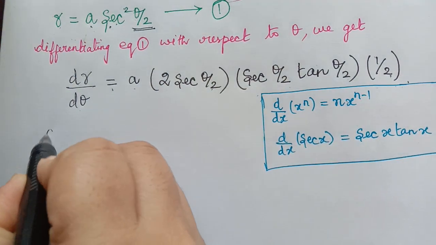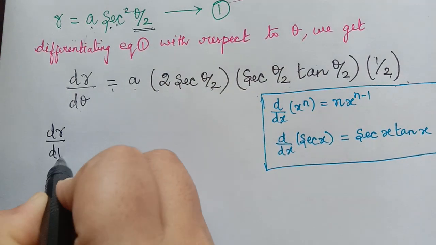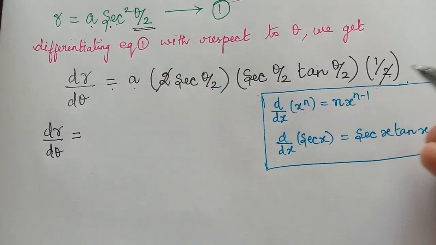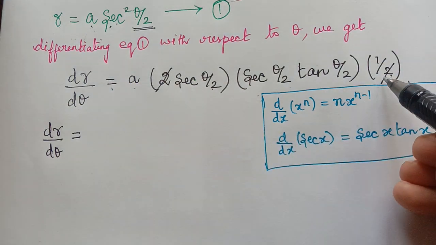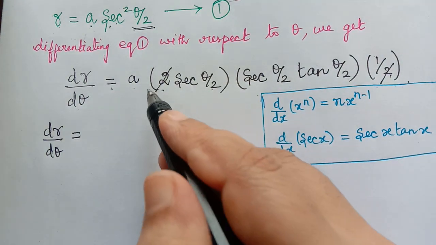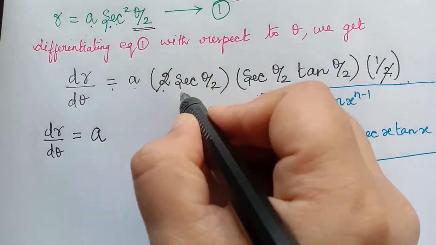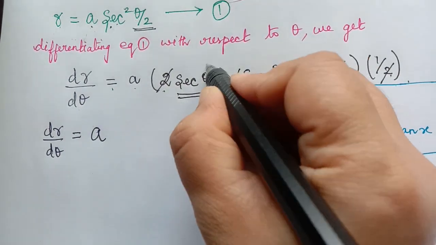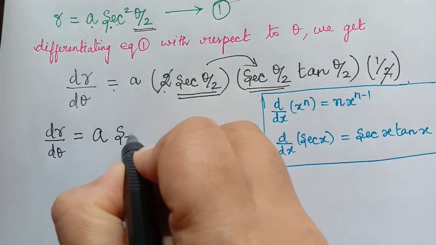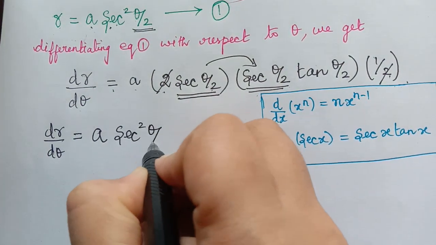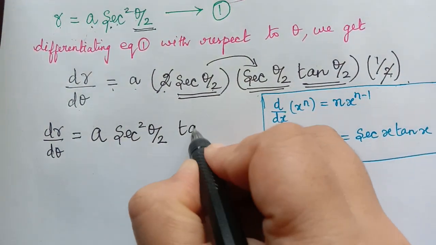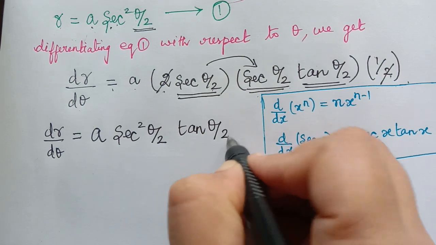Next step, dr/dθ will be equal to, now this 2 and this 2 will get cancelled because one is in the denominator and the other is in the numerator, and a is a constant which will come as it is. The sec(θ/2) gets multiplied with sec(θ/2) and it becomes sec²(θ/2), and then we have tan(θ/2). So let me write that here.